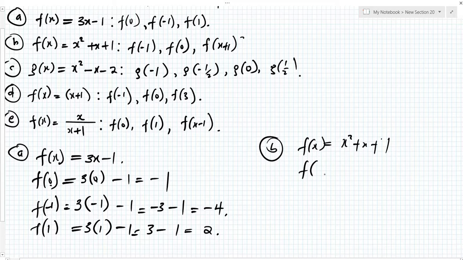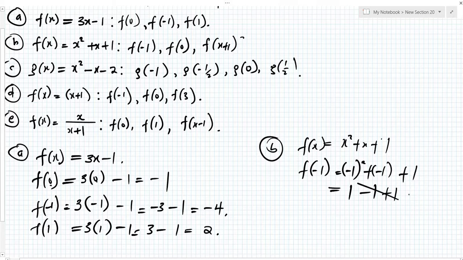So for f of minus 1, wherever you see x, you replace it with minus 1. You say minus 1 all squared plus minus 1 plus 1. So minus 1 squared is 1, plus 1 times minus is minus, so this minus 1. So this will cancel out, you are left with 1 as the answer.